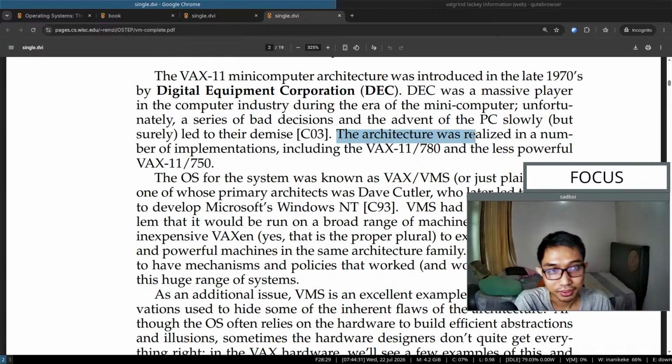The architecture was realized in a number of implementations, including the VAX-11/780.